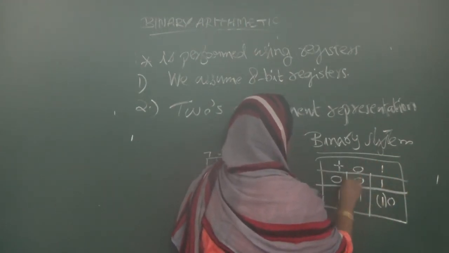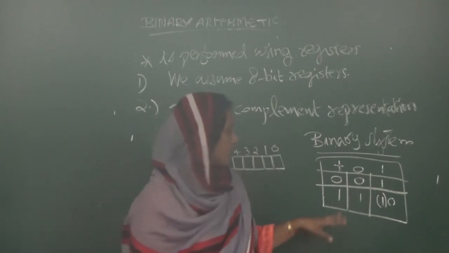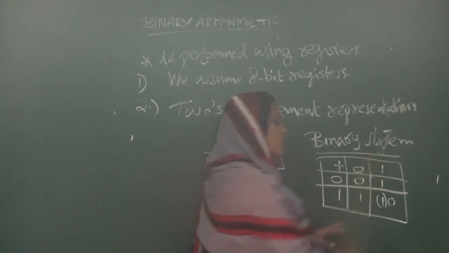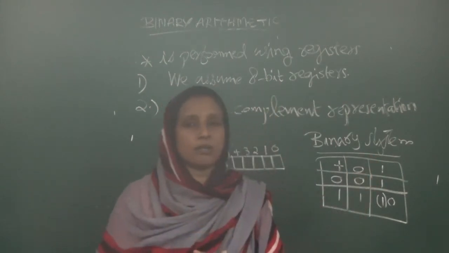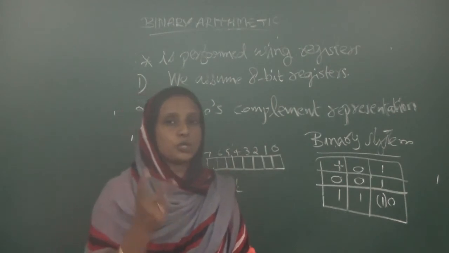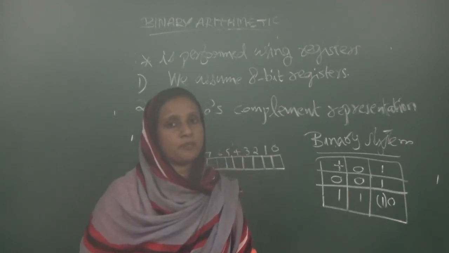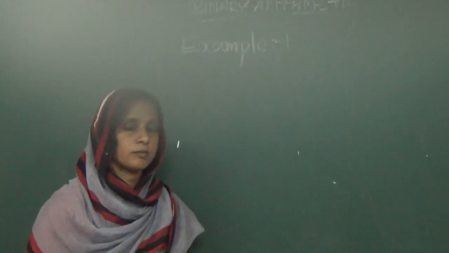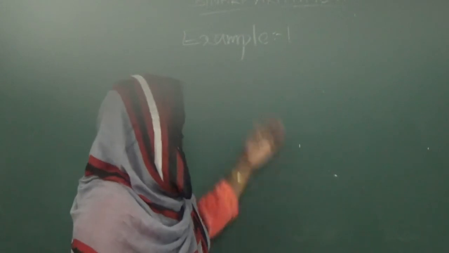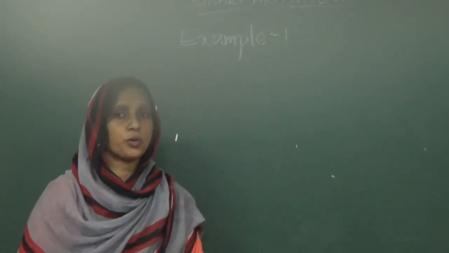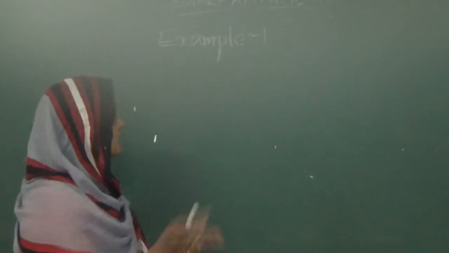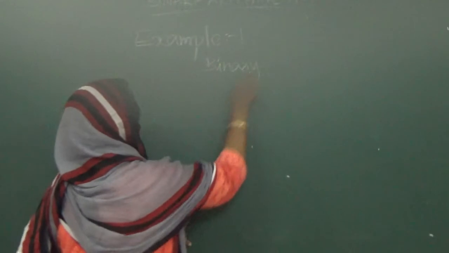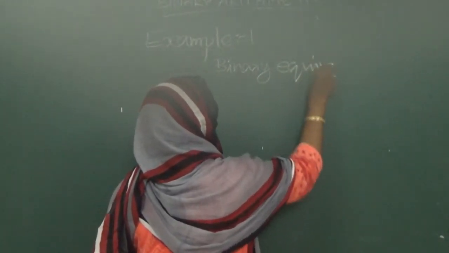Using these rules, we can do the addition of two binary numbers. So we can move on to doing problems in connection with binary addition. Example 1 is to add the binary equivalents of 8 and 7.